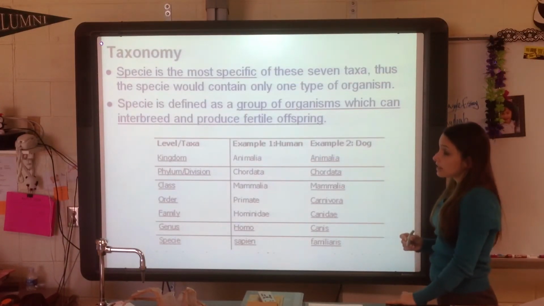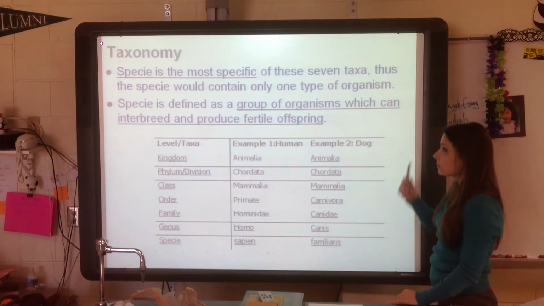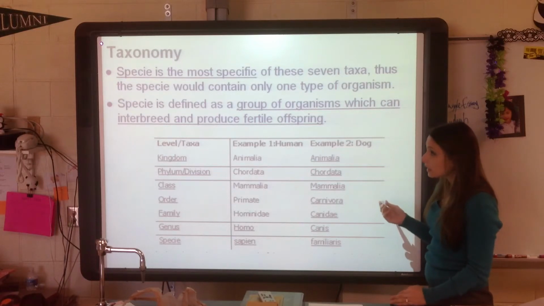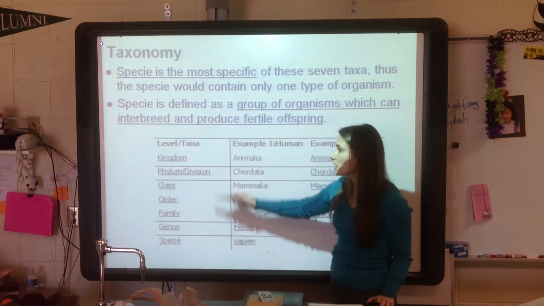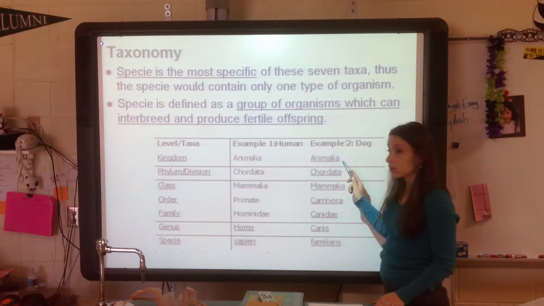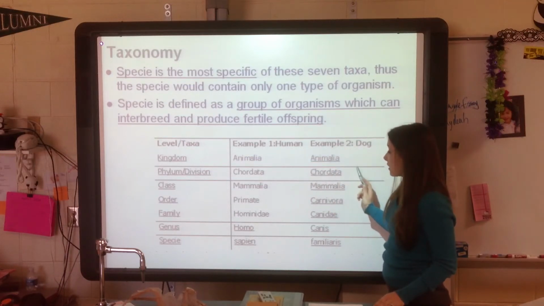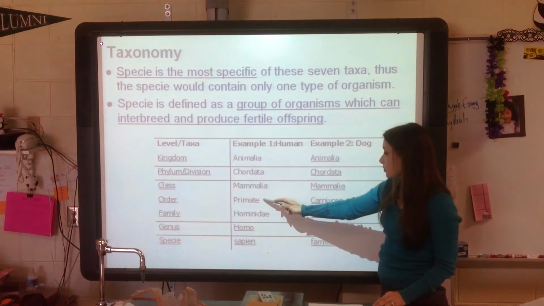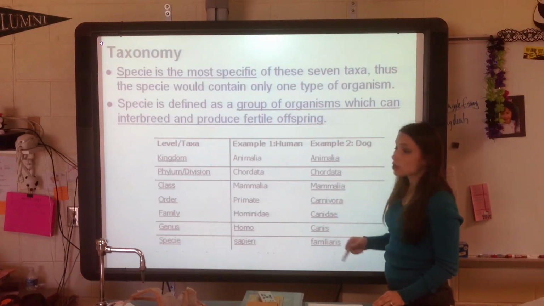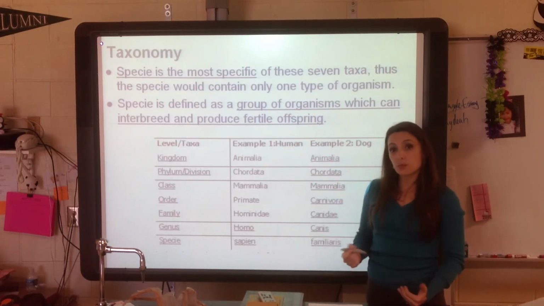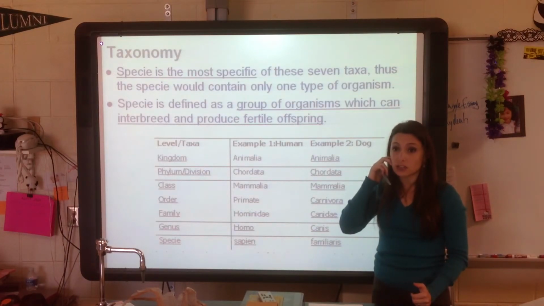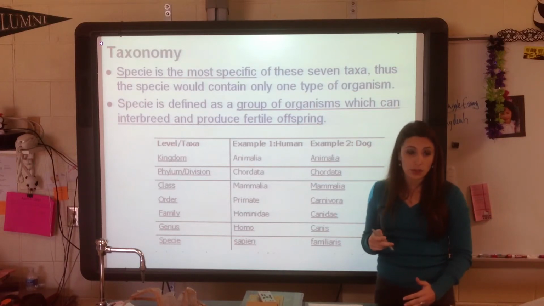A species would only contain one type of organism, and they have to be able to interbreed and produce fertile offspring. And so what you can see here are examples of namings. Kingdom, well, both of these organisms belong to the animal kingdom. They belong to the same phylum and the same class, but they belong to a different order, family, genus, and species. And so you can see that we can use these naming levels to help tell us who's related to each other. After this unit on classification, we are going to be talking about how organisms are related to each other.